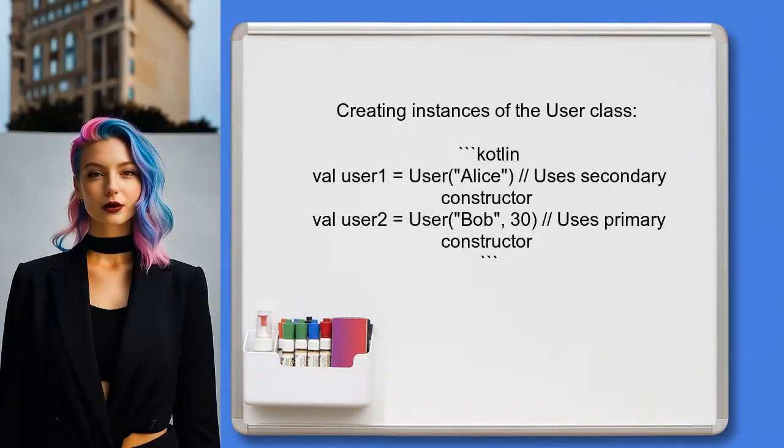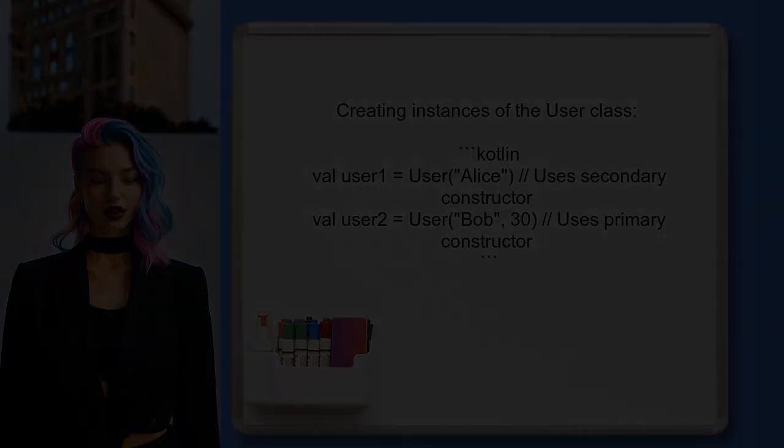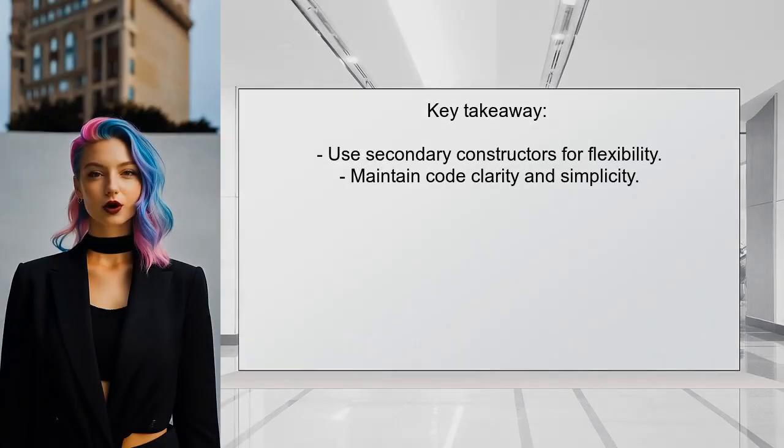Now let's see how to create instances of the data class using both constructors. The user can create a user with just a name or with both name and age. Finally, the user should remember that while secondary constructors are useful, they should be used judiciously to maintain clarity in the code.